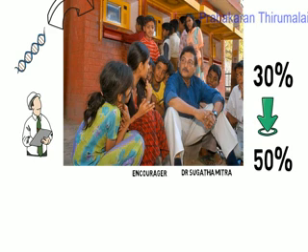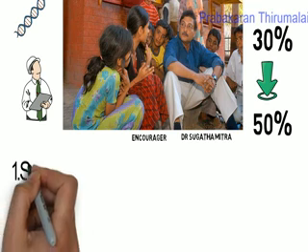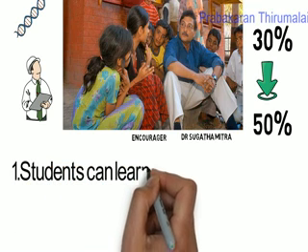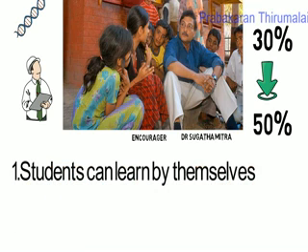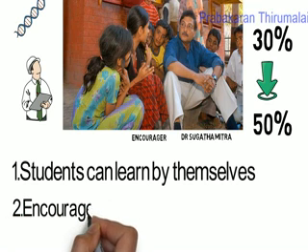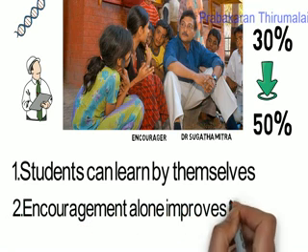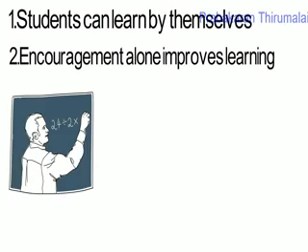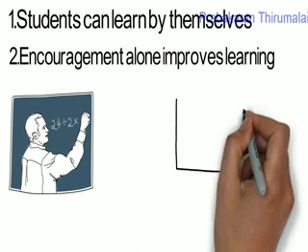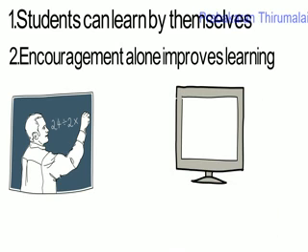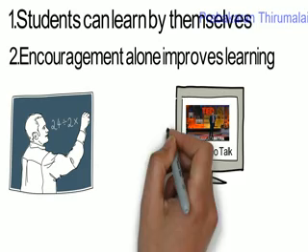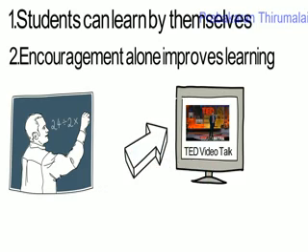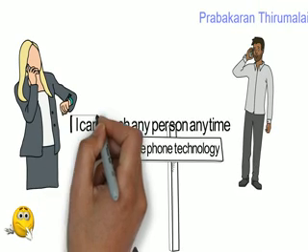Dr. Sugata Mitra has received many prestigious awards from many countries for proving 2 points. 1. Students can learn by themselves. 2. Encouragement alone can improve learning without tutoring. From the above experiment, it is evident that the main role of a teacher is to motivate the student so that they can learn by themselves. If you would like to watch the TED Talk in which he explains his experiments and its outcome, please click here. Now let's get back to the earlier statement.